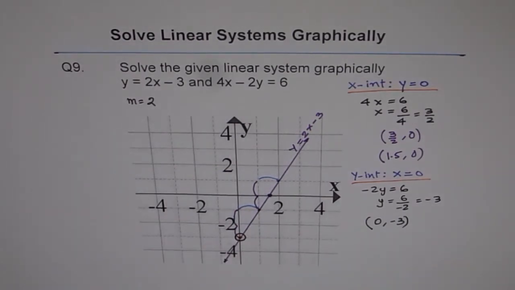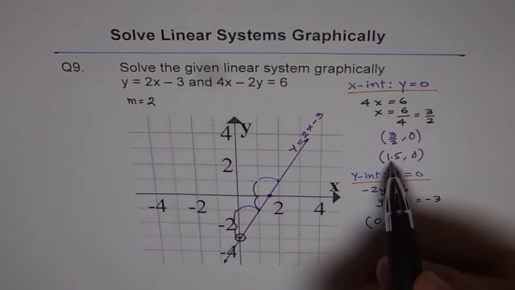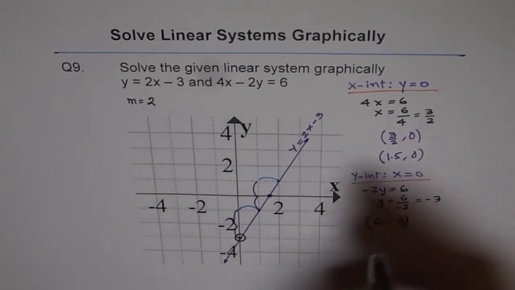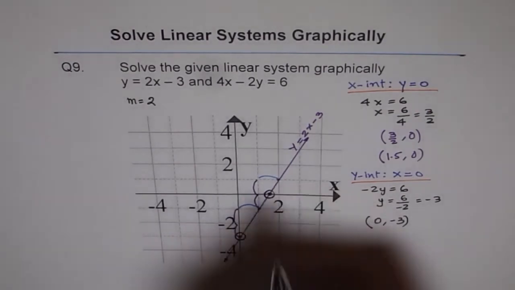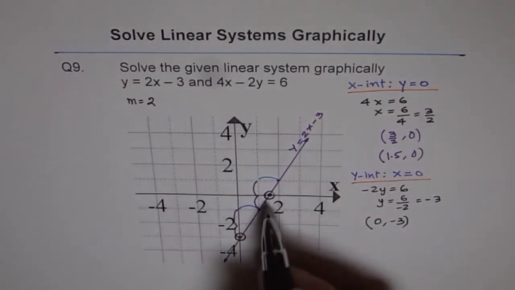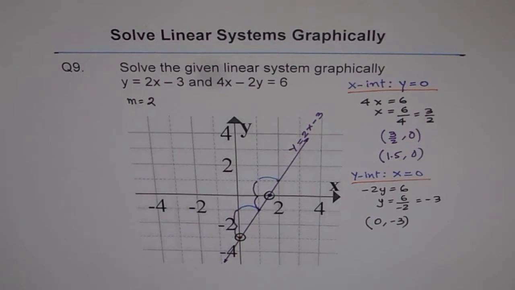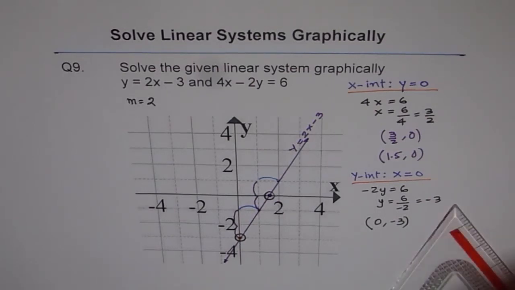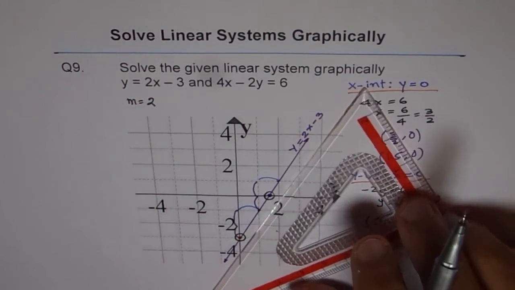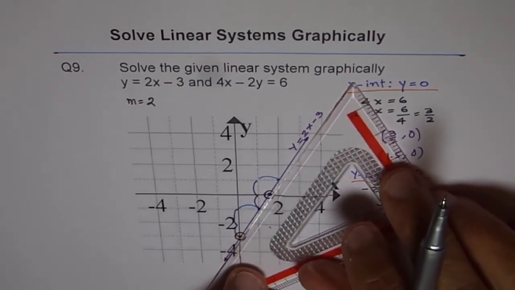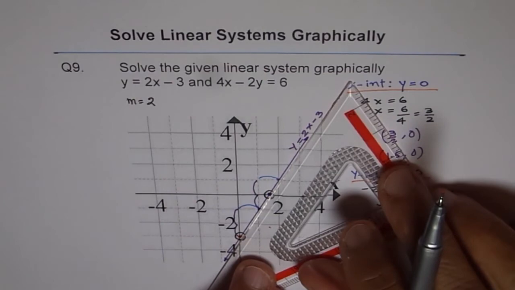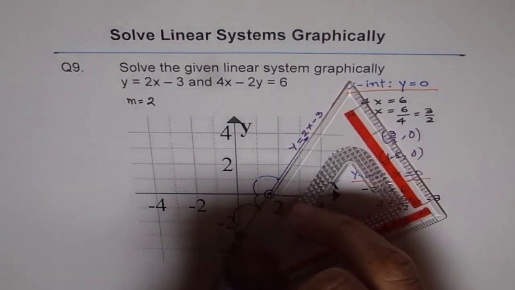So what do we get? We got an x-intercept which is 1.50, which is this point, right? And then we got another point, and both the points are on the line. Well, if two lines are intersecting, they will always intersect at only one point. Now here we have both the points on the line. That's kind of a mystery. Let's join them and see what we get. Then we get the same line, right? It is exactly the same line.